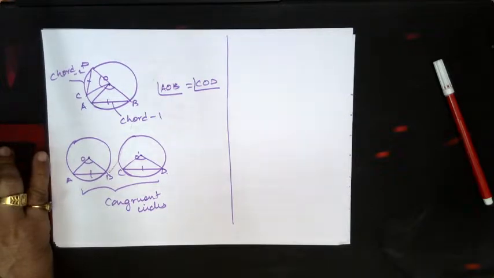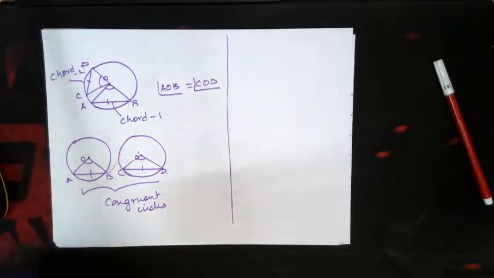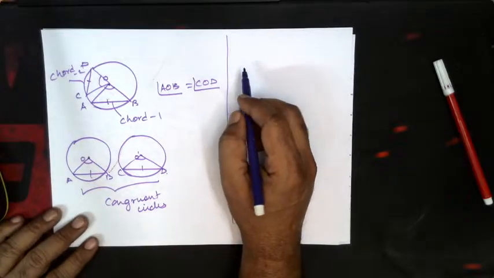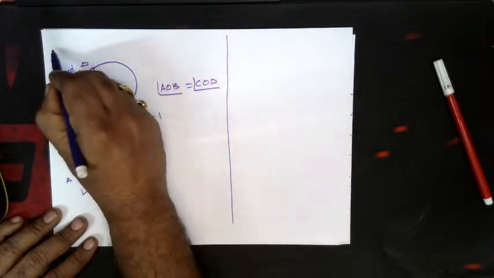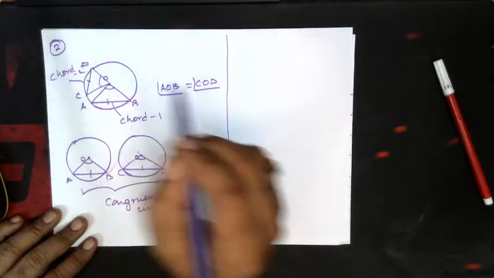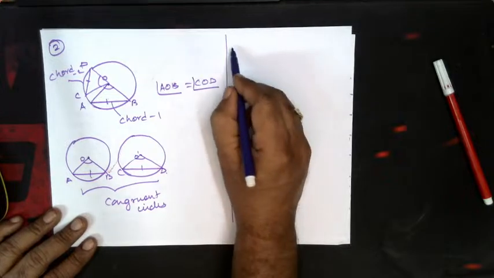Now let us move to the third point. If the angles are subtended by 2 chords, please note down. This is the second theorem. Now let us move to the third aspect.